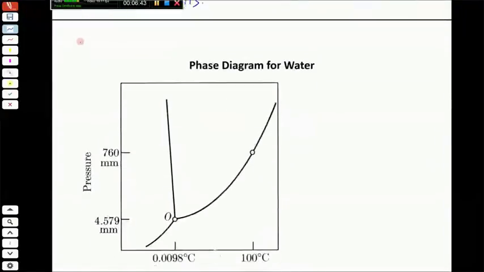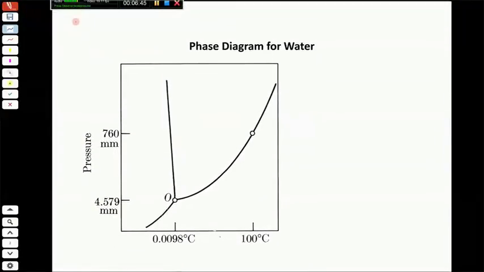So the best way to learn phase diagrams is just to look at some and talk about the different properties and different features that they have. So this is the phase diagram for water, one that we'll see a lot. And so what we have for water is, again, these different lines and curves that divide it up into, in this case, just three regions.